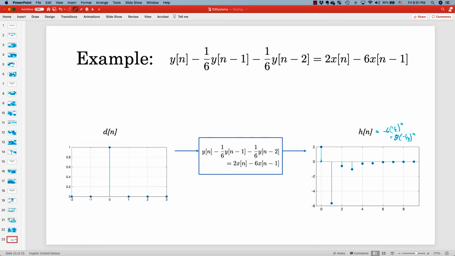Okay, so this is a summary of what we just showed: when the unit impulse signal comes in to the system described by this linear constant coefficient ordinary difference equation, the output, which we call the impulse response, looks like this. It starts positive, then it dips away negative, and then it kind of settles out.